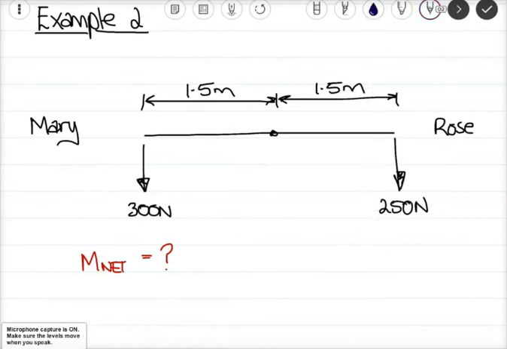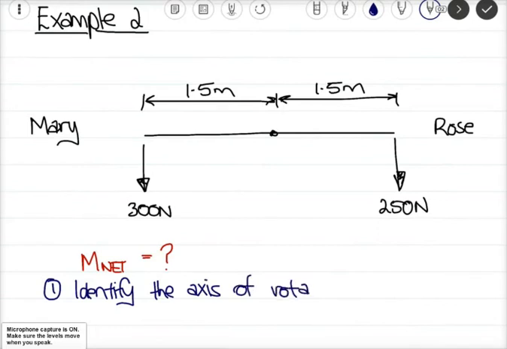So to answer this, I'm actually going to follow the procedure that I outlined in the previous chapter. So that says that, number one, we need to identify the axis of rotation. That's the first thing we do before we start anything else, and this is usually the easiest bit. So in this case, the seesaw is rotating around its fulcrum, and so its axis of rotation is what I've highlighted in green here.